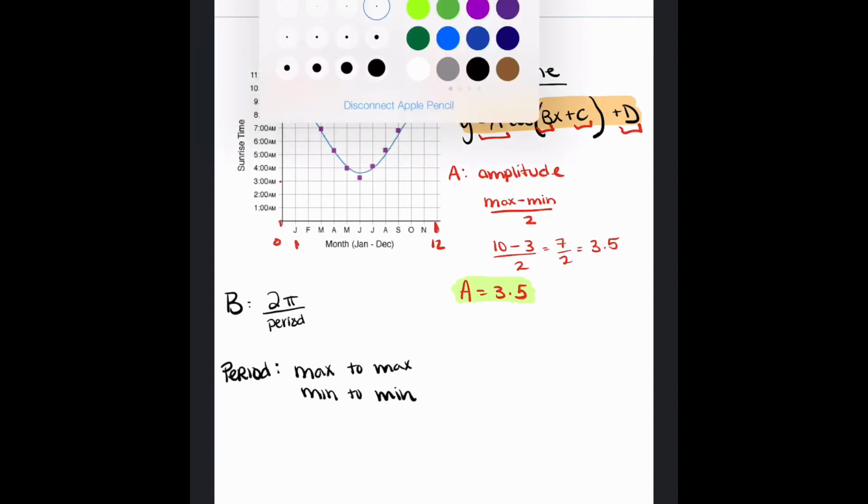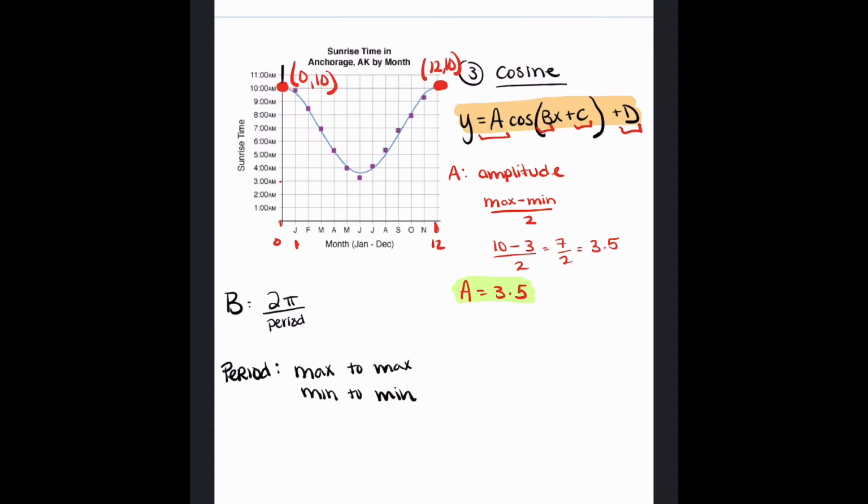So how I can find my period, the period is basically just this horizontal distance. So how far do you have to go from 0 to get to 10? And it's 10. So the period for this graph is equal to 10. Oh, not 10, sorry, it's 12. My bad. 12.